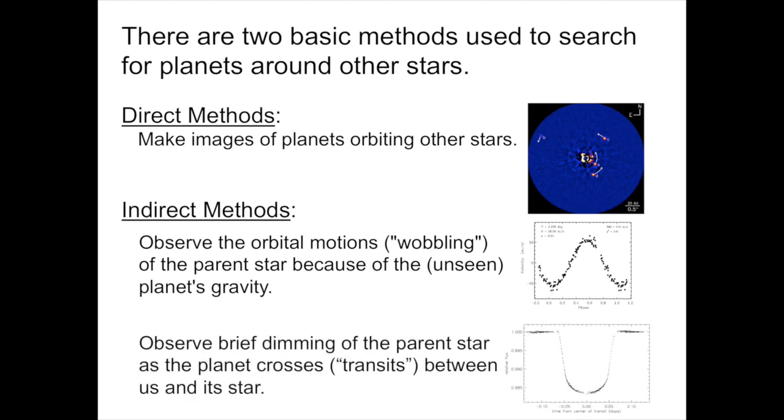The other way to find a planet indirectly is if we happen to be in a favorable configuration where the planet passes between us and its parent star. When it passes between us and its parent star, it will block some of the light, causing the total starlight we observe from that star to dim ever so slightly during the time that the planet is crossing across its parent's face. We call this crossing a transit, and this transit method will turn out to be a very powerful way to find planets orbiting other stars.